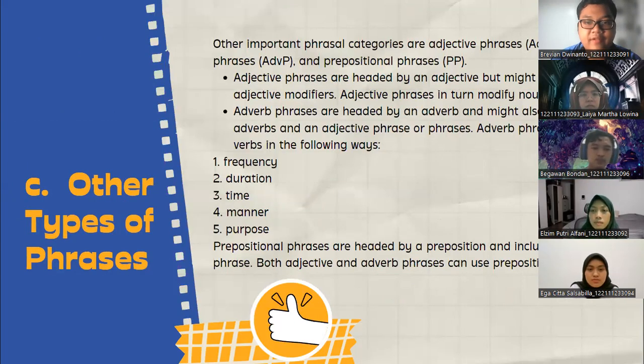Other important phrasal categories are adjective phrases, adverb phrases, and prepositional phrases. Adjective phrases are headed by an adjective but might also include adjective modifiers. Adjective phrases in turn modify nouns.